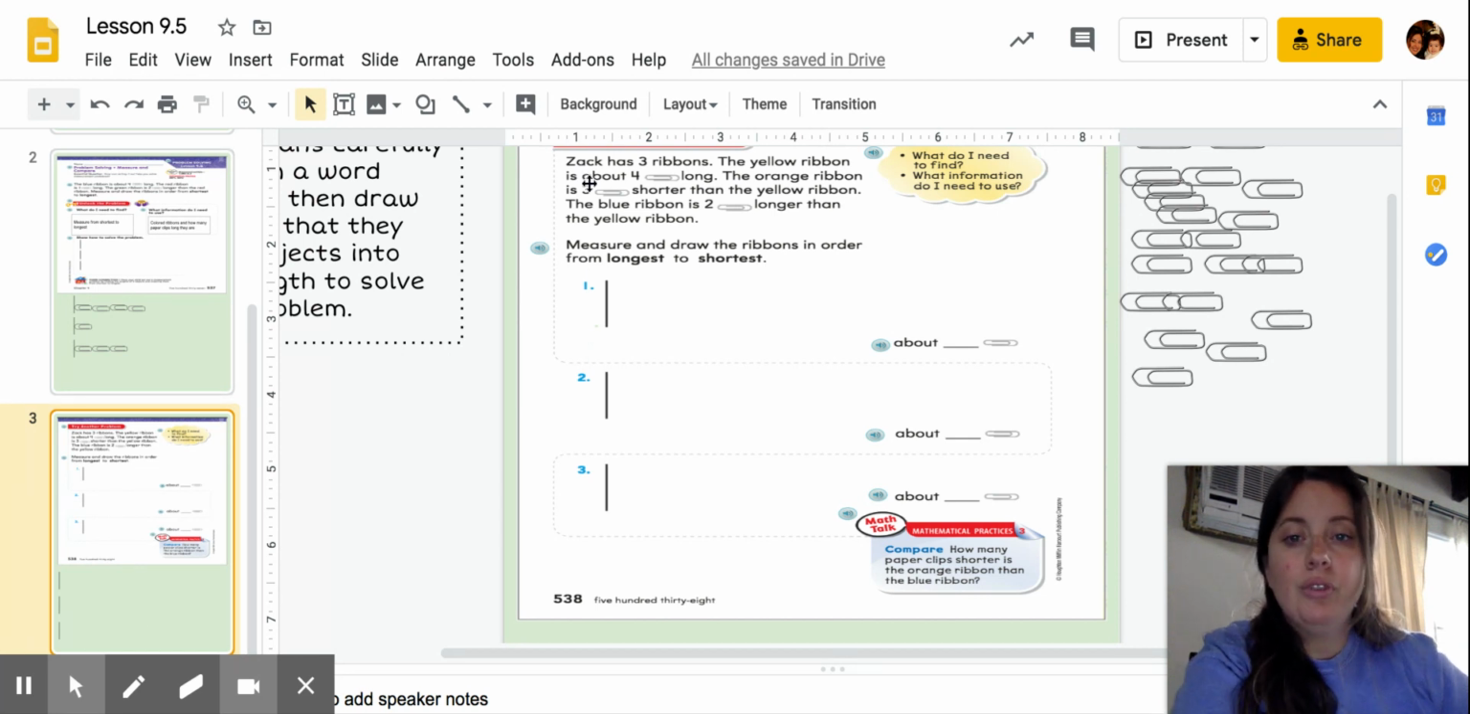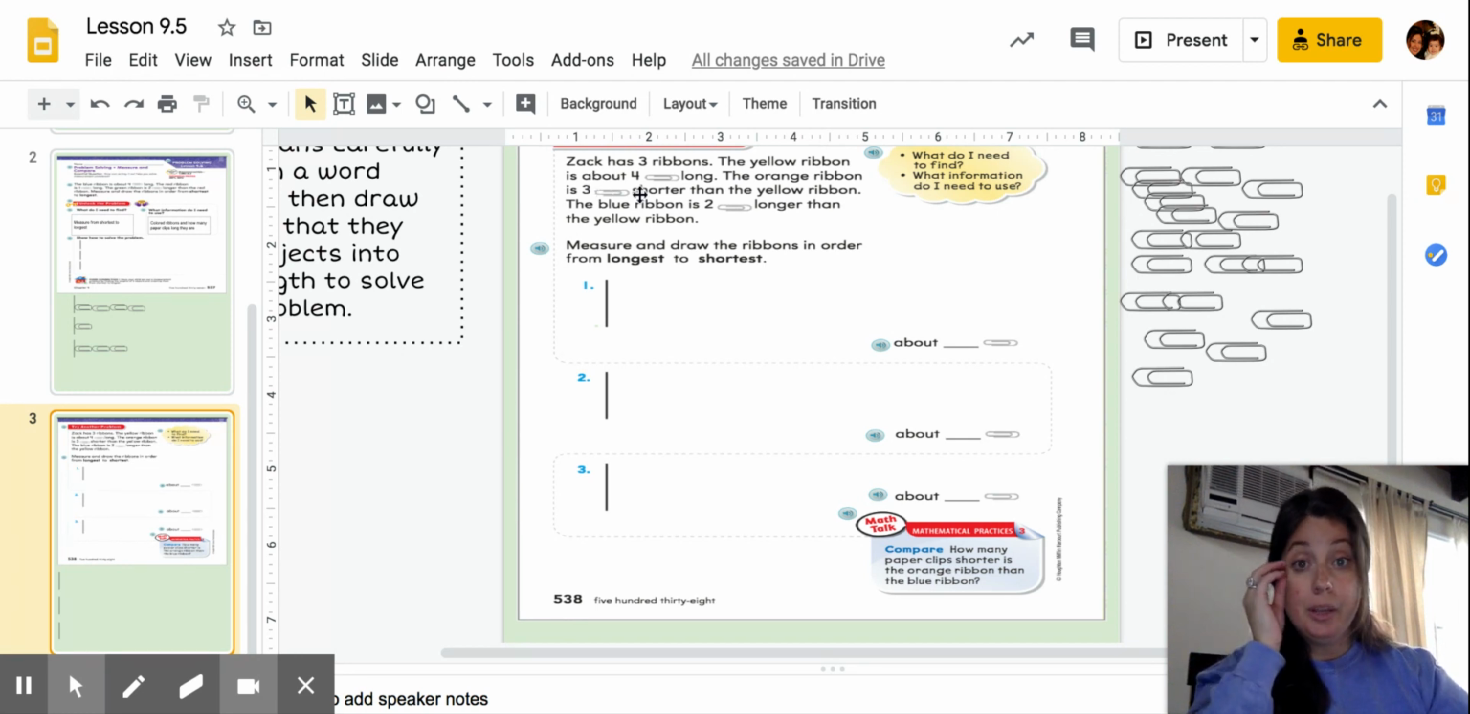Zach has 3 ribbons. The yellow ribbon is about 4 paper clips long. The orange ribbon is about 3 paper clips shorter than the yellow ribbon. But this is going to be tricky. And the blue ribbon is 2 paper clips longer than the yellow ribbon. Okay, now I read the whole thing. It says measure and draw the ribbons in order from longest to shortest. So it wants me to go from longest to shortest instead of shortest to longest this time.